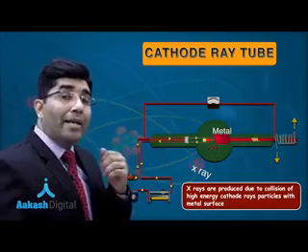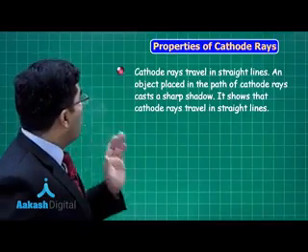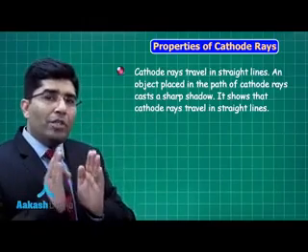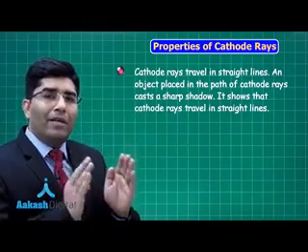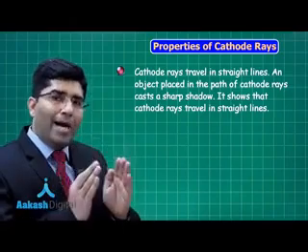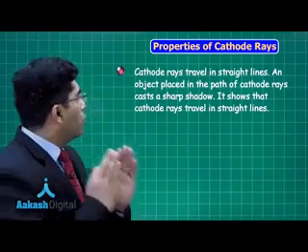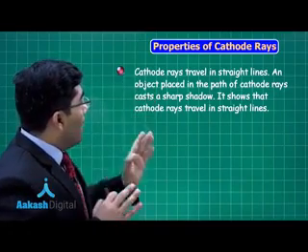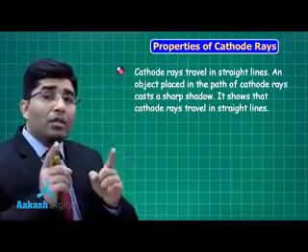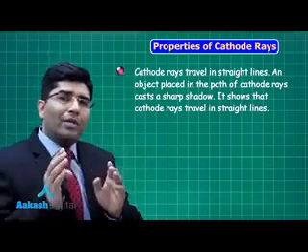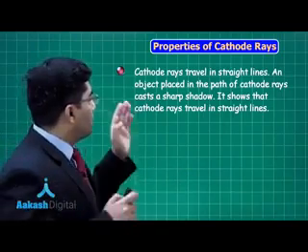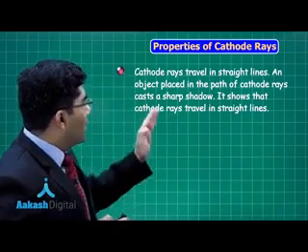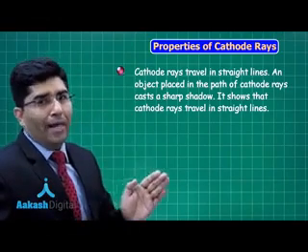Let's move on to the next property, and the next property is that cathode rays travel in a straight line. We know that visible light also travels in a straight line, and due to that it casts a shadow. So cathode rays travel in a straight line. An object placed in the path of the cathode rays casts a sharp shadow. So this was the property of the cathode rays. What he observed shows that cathode rays travel in a straight line.